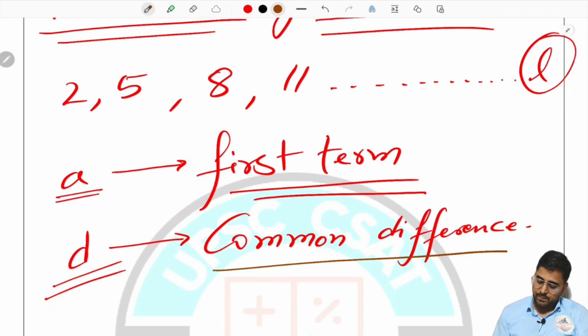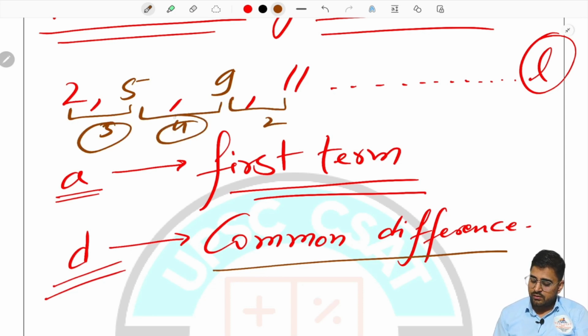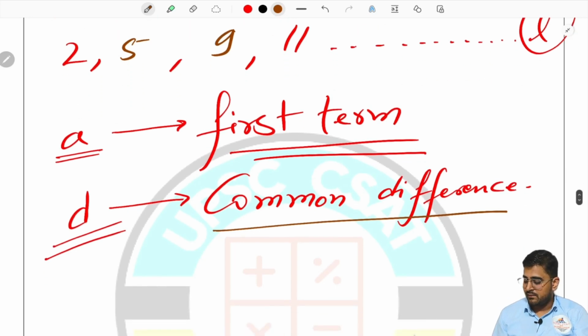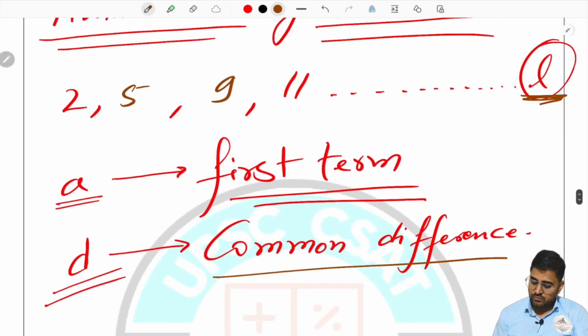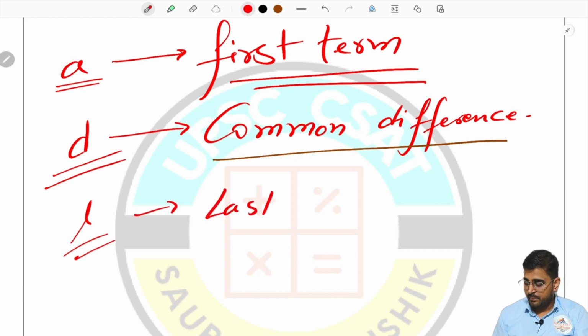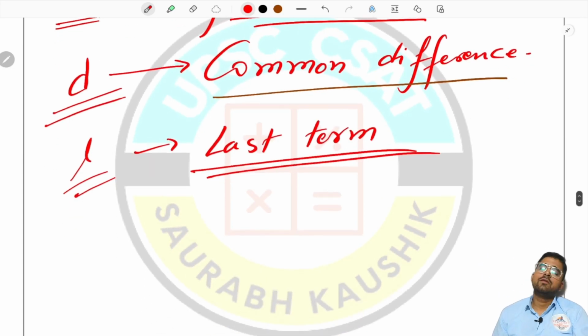If, for example, it is 5 here and 9 here, then the difference between them is 3, then there is 4, then it becomes 2. So there is nothing common. When there is nothing common, AP is not going to apply. So the difference should always be common. What is L supposed to be? L is basically the last term, whatever it might be, mentioned in the question or that you have to find. L stands for the last term.